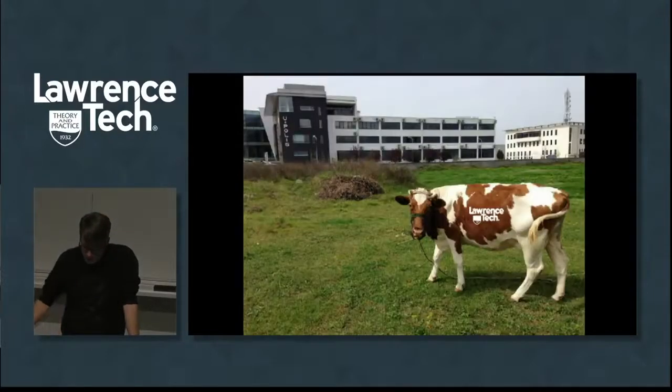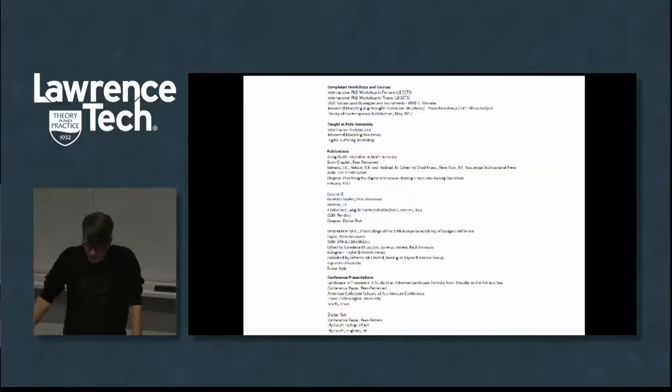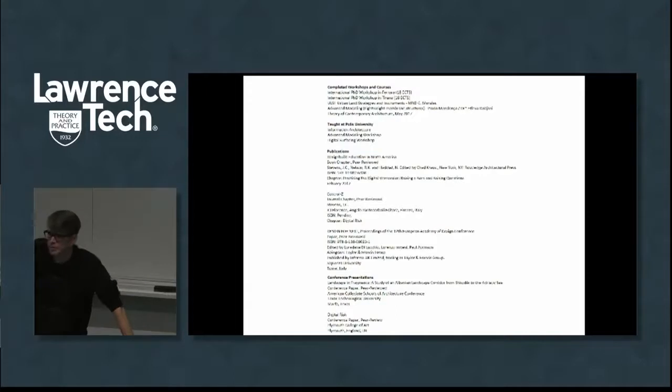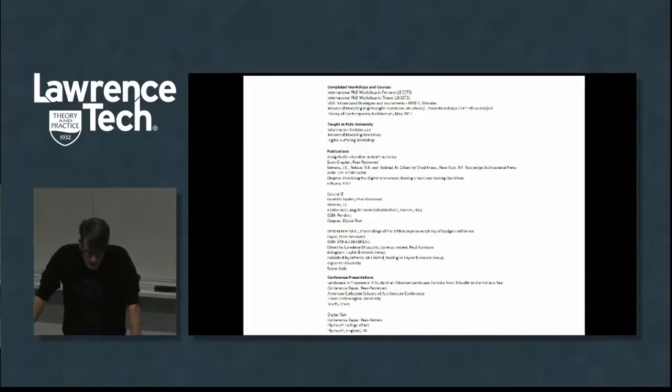So the last entity is Lawrence Tech, obviously. It's my home institution. None of this work would have happened without Lawrence Tech. And some of the things that I think are relevant to Lawrence Tech and to me are some of the publications that either came out during my time there or I presented when I was there. I'm not going to read them to you.